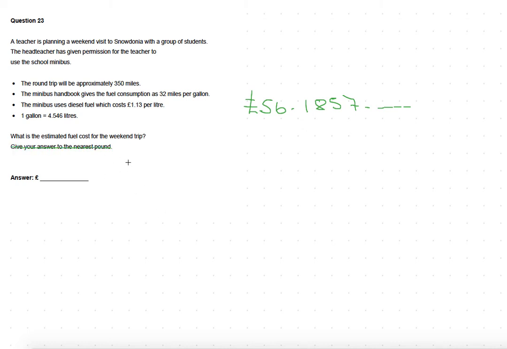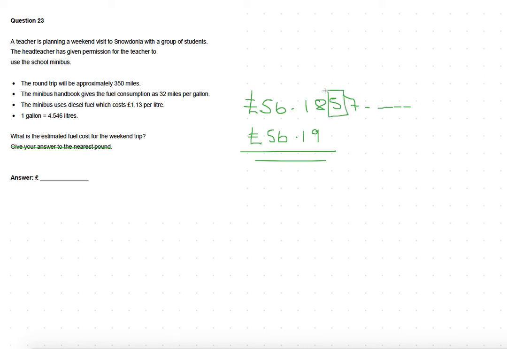If it just said what is the estimated fuel cost for the weekend trip and it doesn't mention rounding, you would still have to round it because it's a money question. You have to put sensible monetary answers. This would be the correct monetary answer if it didn't ask us to round it to the nearest pound. Okay, can you see what I did there?